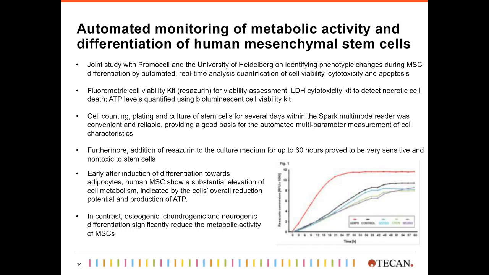We used ready-to-use differentiation media and then monitored differentiation over 60 hours to adipocytes, chondrocytes, neurocytes, and osteocytes. During differentiation, we measured the cell viability constantly with a fluorometric cell viability kit based on resazurin. But in addition, we also measured cytotoxicity via LDH and ATP levels using a bioluminescence cell viability kit from Promega.